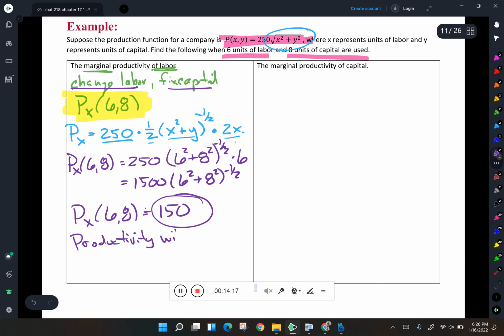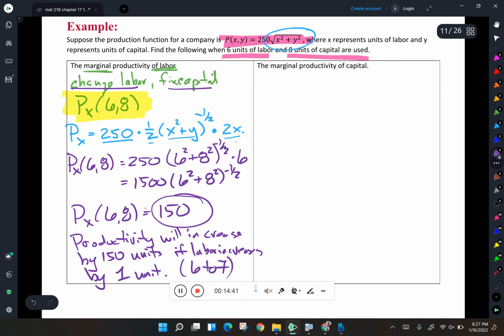Productivity will increase by 150 units if labor increases by 1 unit, from 6 to 7, because labor was fixed at 6. Right? And we fix capital at 8.